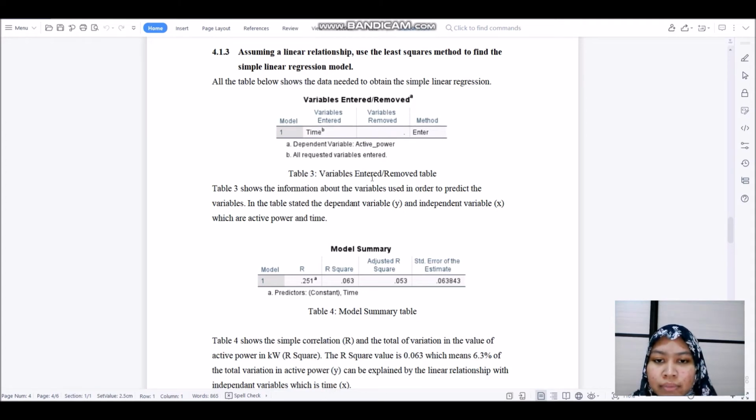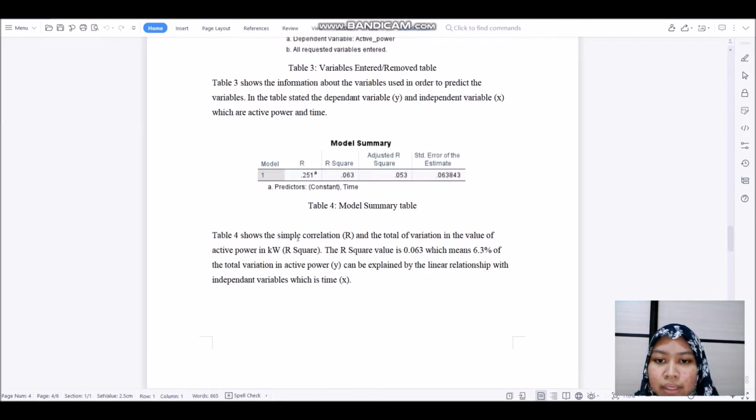Table 3 is the variables entered or removed table. Table 3 shows the information about the variables used in order to predict. In the table, the dependent variable y and independent variable x are active power and time. Table 4 is the model summary table. Table 4 shows the simple correlation R and the total variation in the value of active power in kilowatt, R square. The R square value is 0.063, which means 6.3% of the total variation in active power Y can be explained by the linear relationship with the independent variable, which is time X.